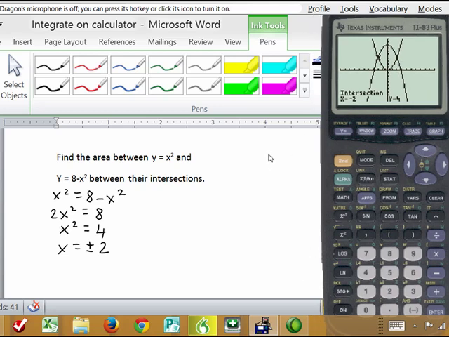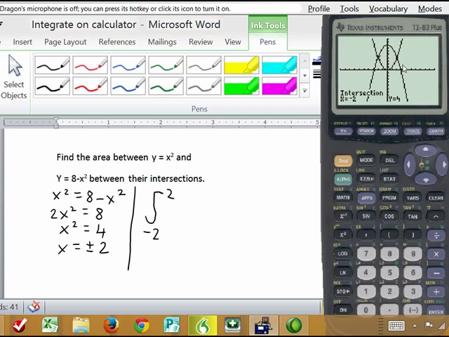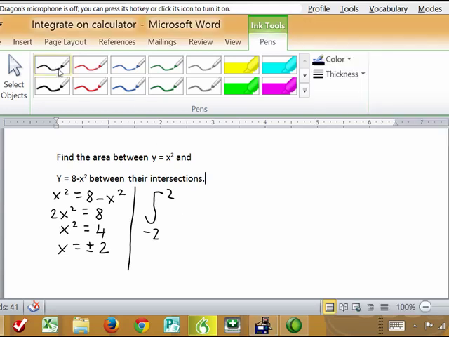Well, if you're using calculus, what you have to do is you actually want to find the integral from negative 2 to 2 of the top curve minus the bottom curve. Notice the top curve is 8 minus x squared, and the bottom curve is x squared. So the top curve is going to be 8 minus x squared, and the bottom curve is we're subtracting off x squared. So we have 8 minus x squared minus x squared dx. We want the area, and that's why this is an integral.